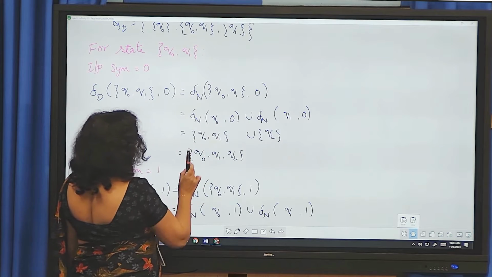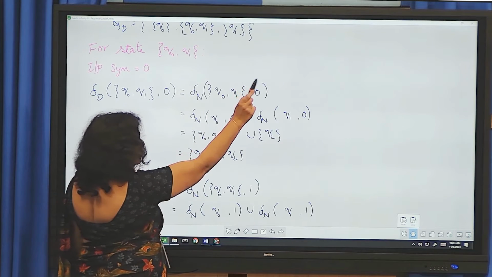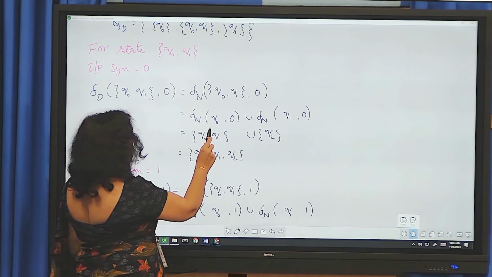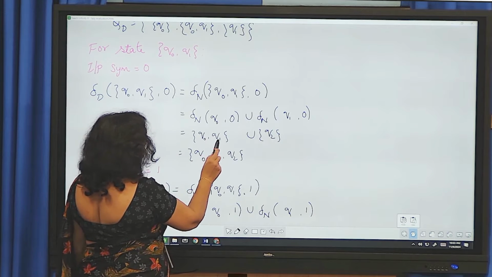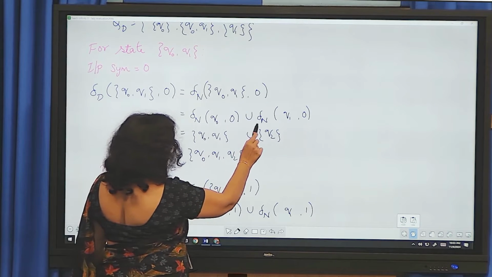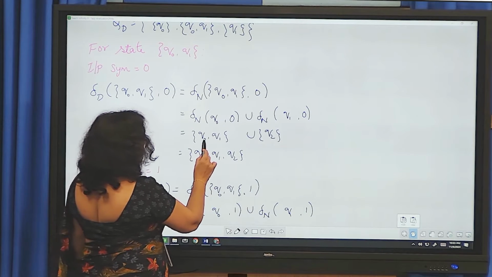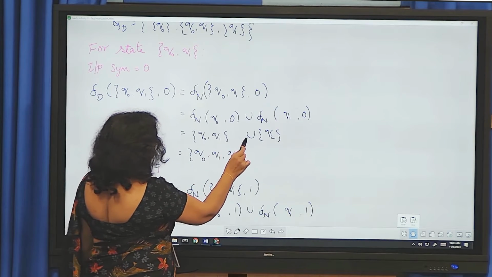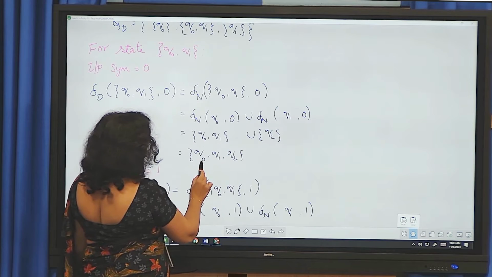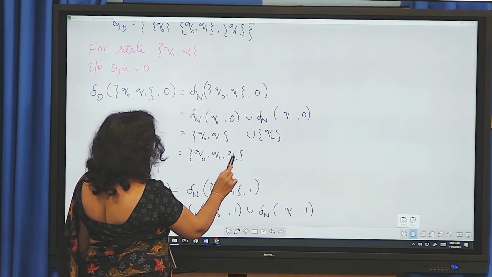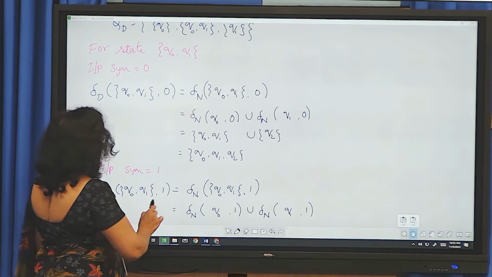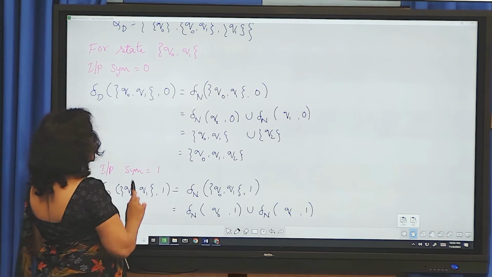What is Q0 on 0? Again, we have to go see the transition table. Q0 on 0 is Q0 Q1. Similarly, Q1 on 0 is Q2. So, Q0 Q1 union of Q2 would be Q0 Q1 Q2. This is for input symbol 0.